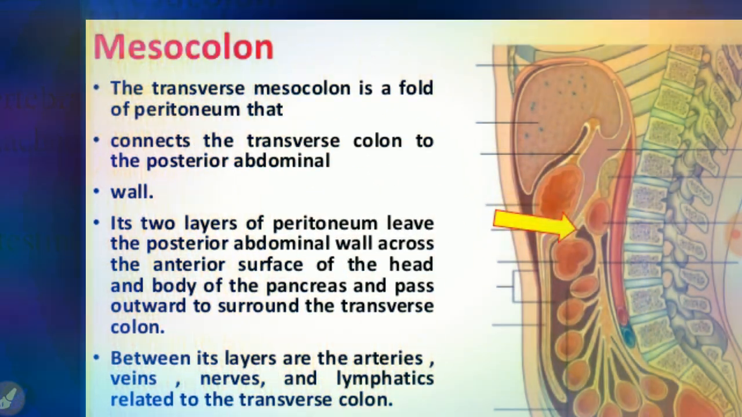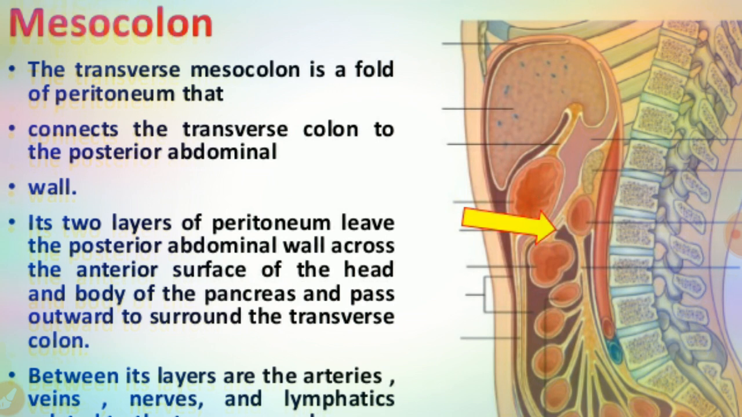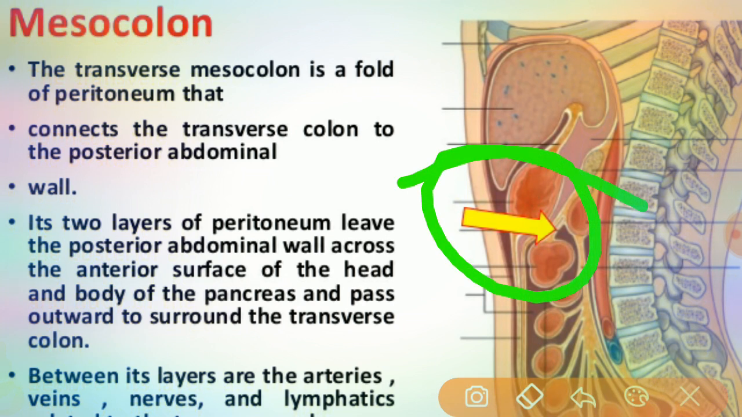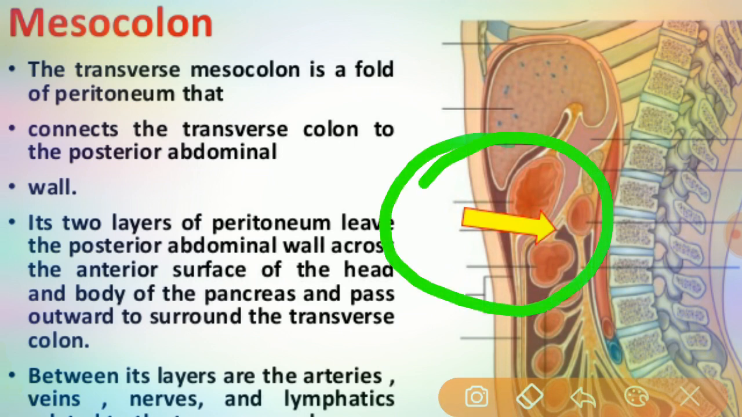The last and final peritoneal fold is the mesocolon. The transverse mesocolon consists of two separate folds of the peritoneum, that we call the mesocolon. The transverse mesocolon is a fold of the peritoneum that connects the transverse colon to the posterior abdominal wall.